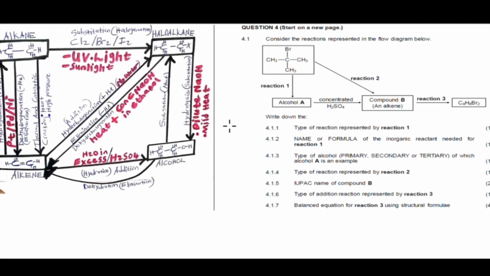Now, we're going to be saying triple S to USA. The triple S to USA is going to help us answer some of the questions, usually the first questions. That will be question 4.1.1. Can you see the type of reaction represented by reaction 1? The type of reaction represented by reaction 1, and it's 1 mark.